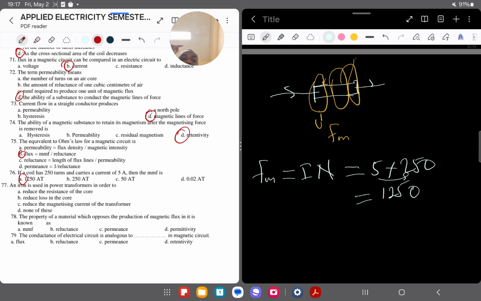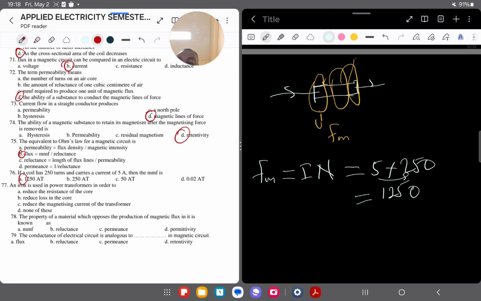When you have iron in an iron core inductor, the reluctance is going to increase, because you now have iron, which is a magnetic material. So for B, reduce loss in the core: no, because with the iron there is going to be hysteresis. And hysteresis is a form of energy associated with a magnetic material, and that energy is lost in the form of heat. So B here is incorrect.